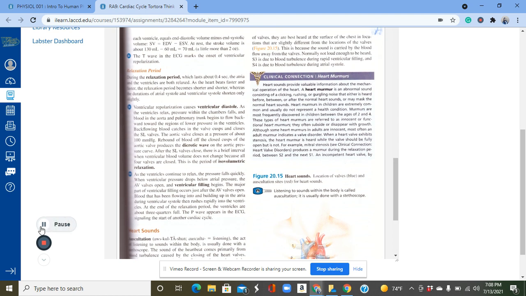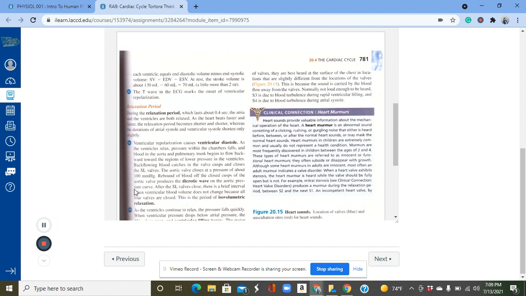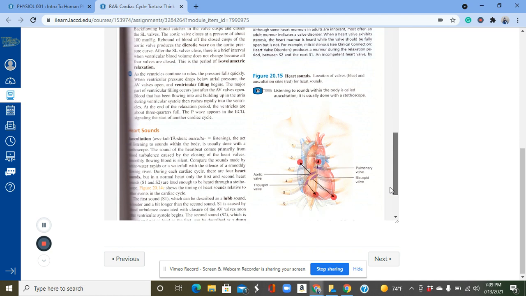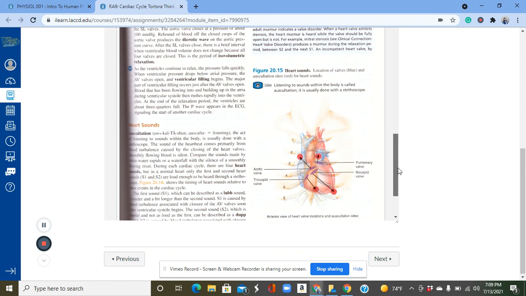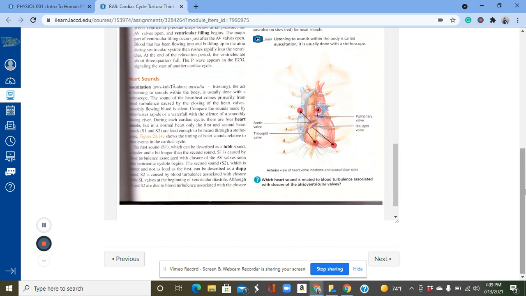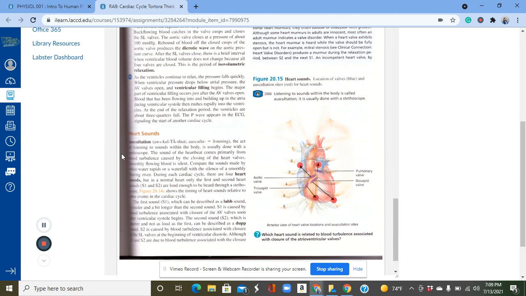So in summary, the relaxation period occurs as the chamber fills with blood, which is called the diastole. And the systole is the contraction phase of the cardiac cycle, and the diastole is the relaxation phase. So yeah, moving on, heart sounds.